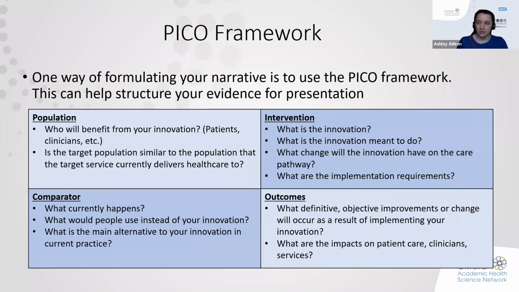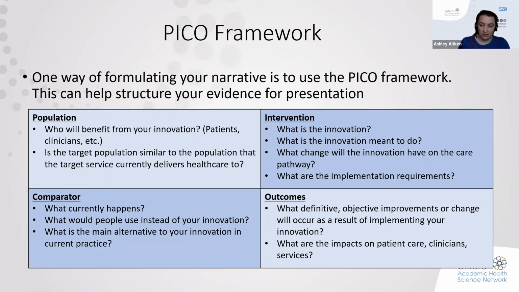And is the target population similar to the population that your target service is already delivering healthcare to? So are you actually putting this intervention in the right place, and are you targeting the right population? And you quite often need a very clear narrative about your intervention. So what is the innovation that you're putting in place, and what is it actually meant to do? And this needs to be explained in a way that's very easy for people to understand, especially for bigger tech things that are quite complex. So you want to try and run that past somebody who isn't involved in the technology and see if they understand what you're trying to put across. And you need to have a very clear narrative about what change this innovation is actually going to bring about in the pathway, and what the implementation requirements are for getting it into routine use. Again, that's things like training, equipment servicing, etc.